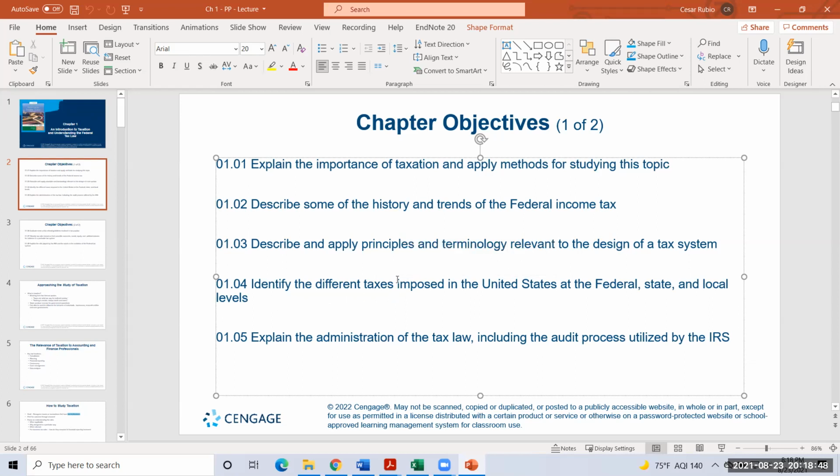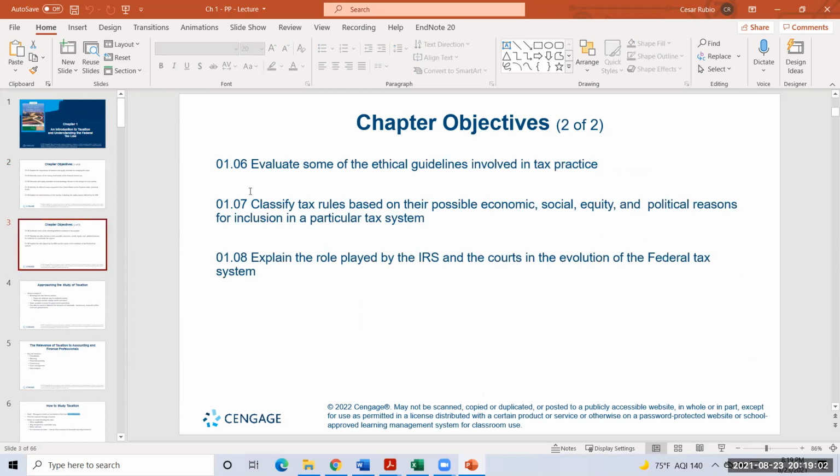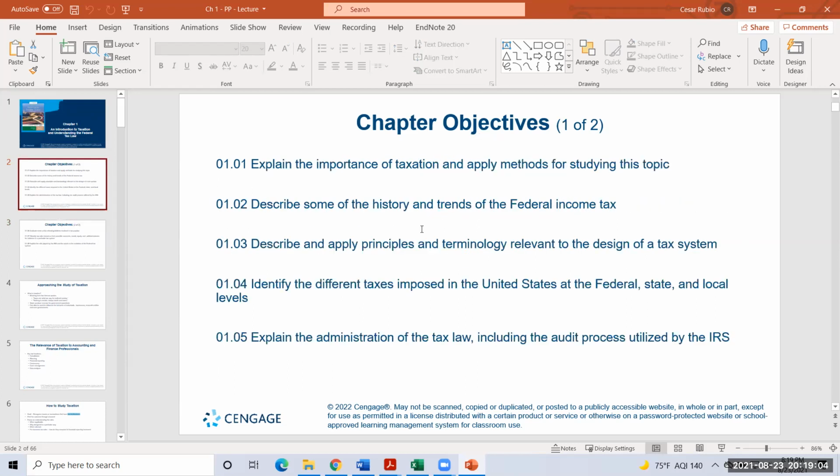Like, identify the different taxes. What are the different taxes that I need to know? So always start with the objectives and just review them. Then go read the chapter or go over the PowerPoints, and then come back and see if you can answer those questions.